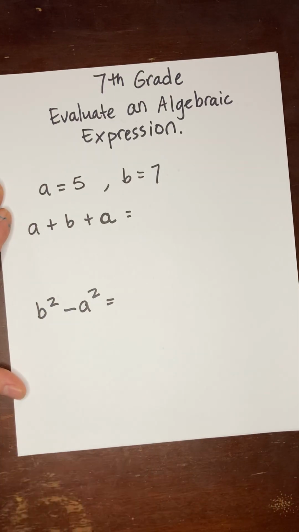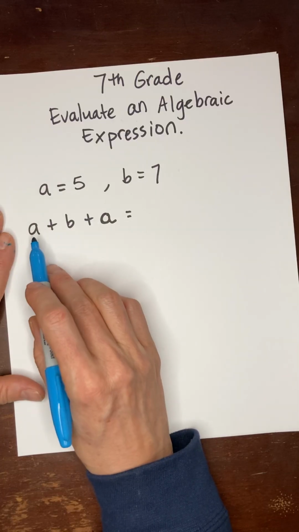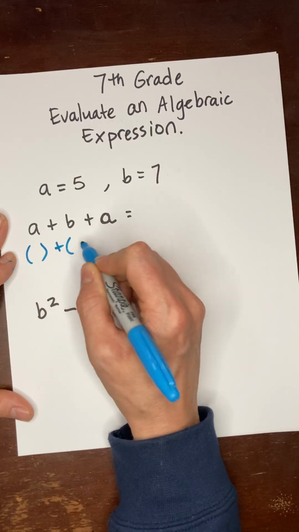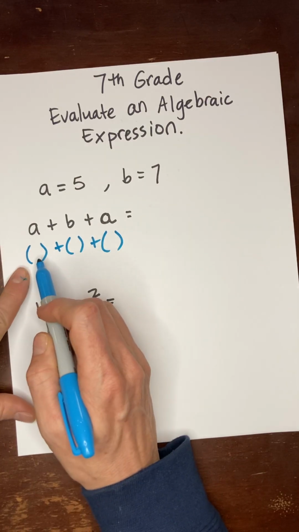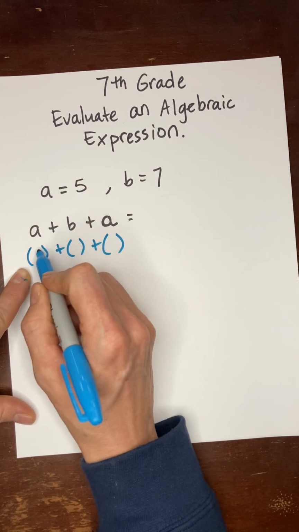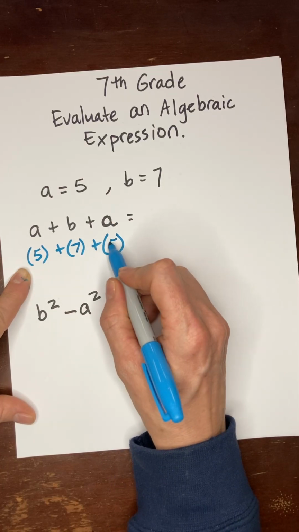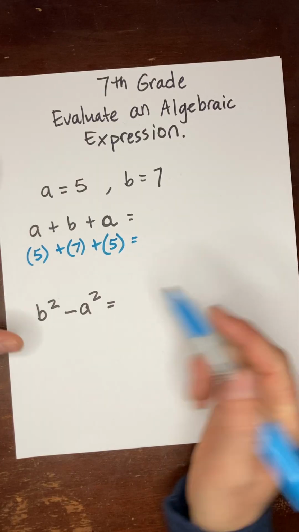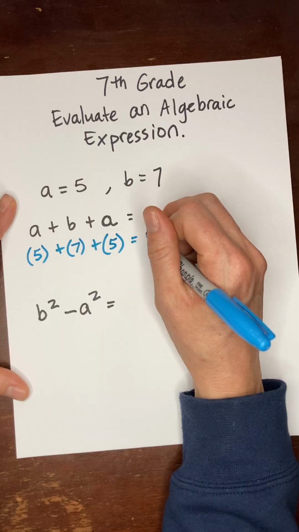Okay, so the first thing to do is to copy down exactly, but instead of each letter, we're going to replace it with a parenthesis. Inside the parenthesis, we're going to write the numerical value of the letter. So A is 5, B is 7, A is 5. Now we just have a basic addition problem, which we all know how to do. So 5 plus 7 is 12, and 12 plus 5 is 17.